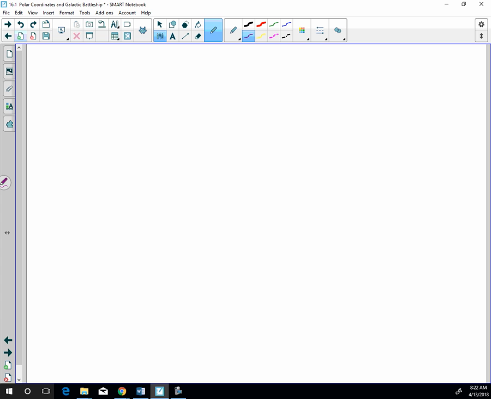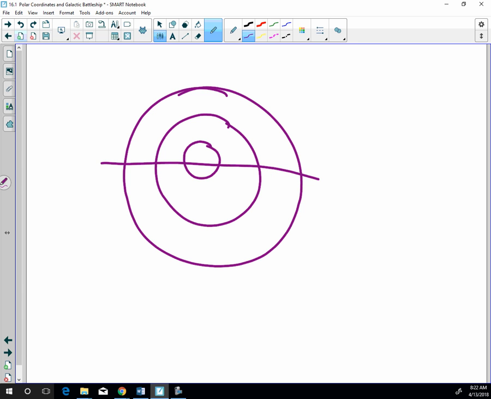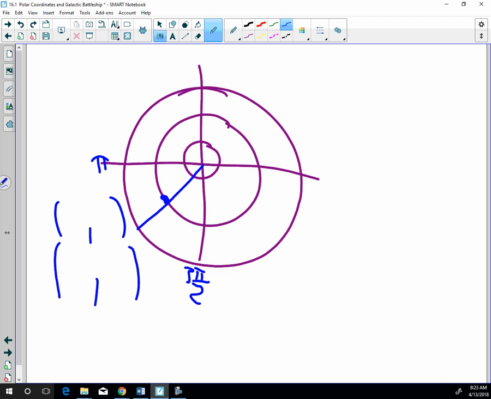Let's try one. Okay. Let's say I have this point right here, and let's call this pi, 3 pi over 2. Tell me what that point is 2 different ways. First of all, how far out is it? 2. Okay, so both of these are going to be 2. If we're going to go this way, this is right in the smack dab middle here.